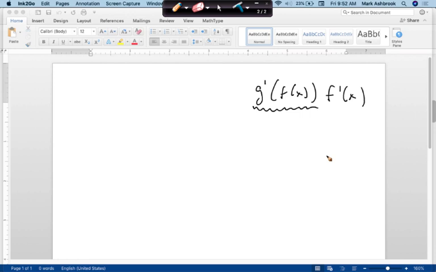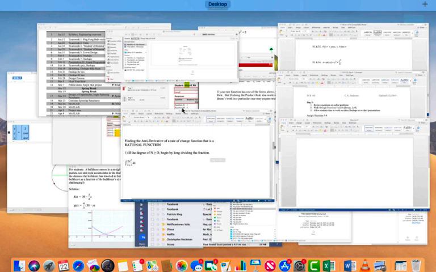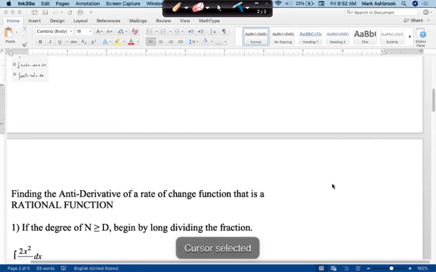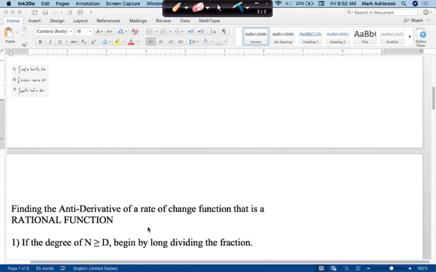Okay, and then we did undoing the product rule last time. We said that if undoing the chain rule doesn't work, we follow the technique of undoing the product rule. So now the next thing we're going to do is for rational functions. What's a rational function? A rational function is a rate of change function that is of this form here.